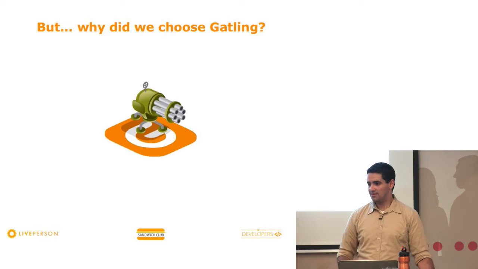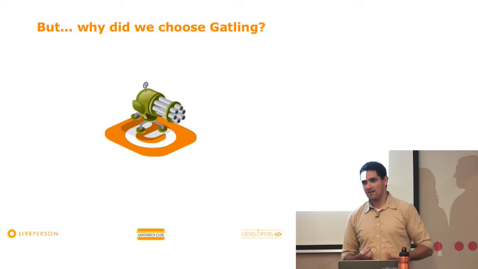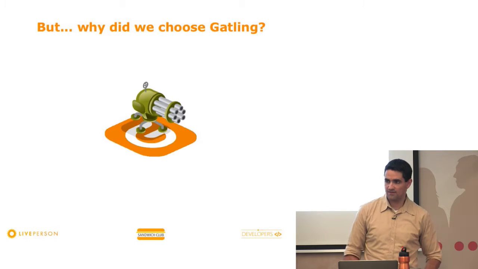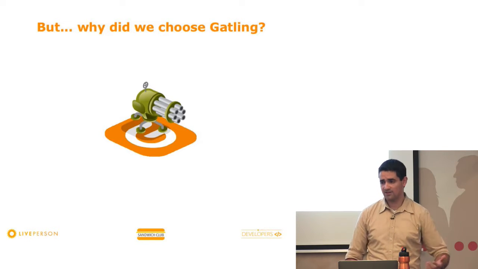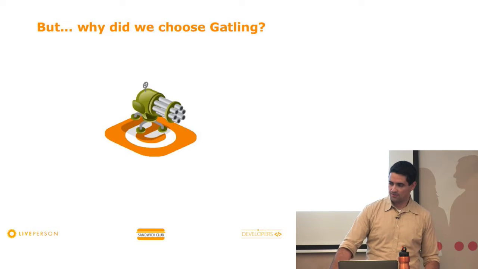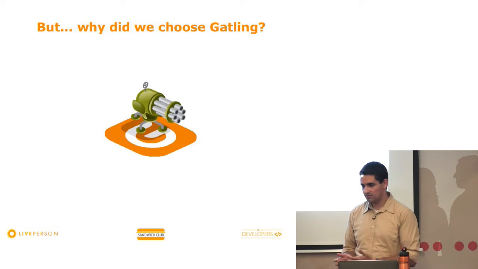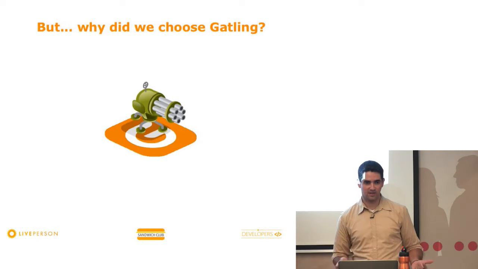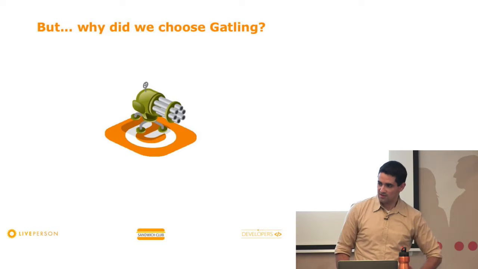So we realized we had to start producing simulations. We had to do this fast, and we had to produce simulations that would be able to generate traffic at an unprecedented scale for us. That brought us to realize that our traditional tools for load testing were really not up to the task. So we had to revert back to Gatling.